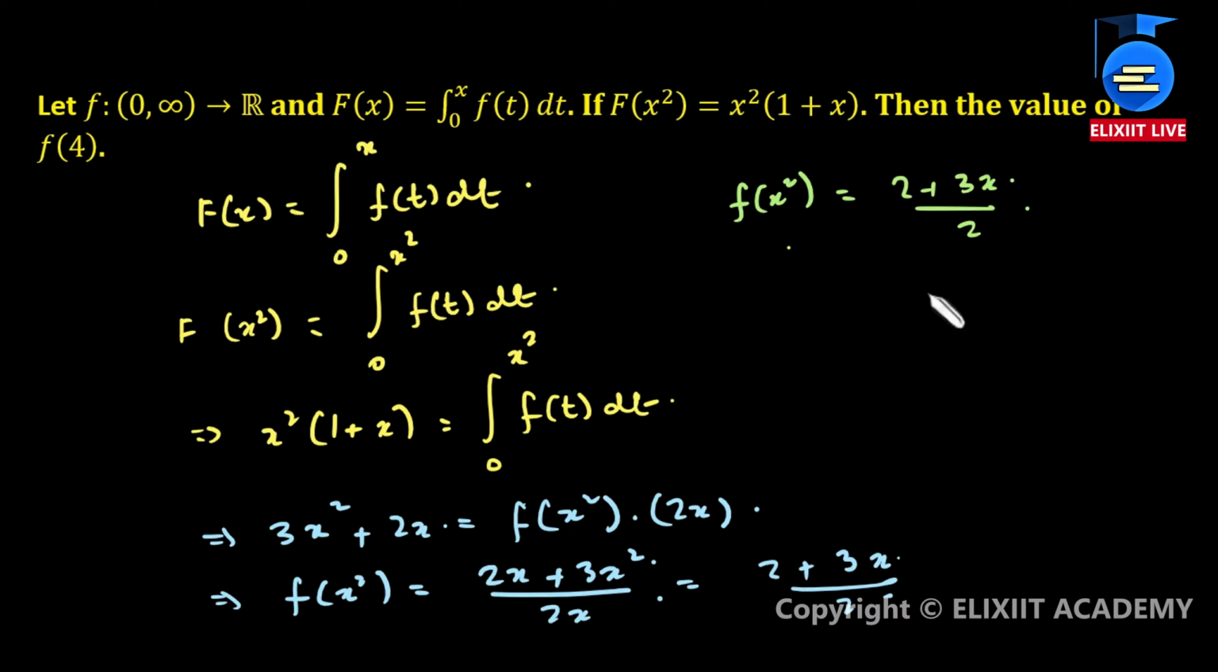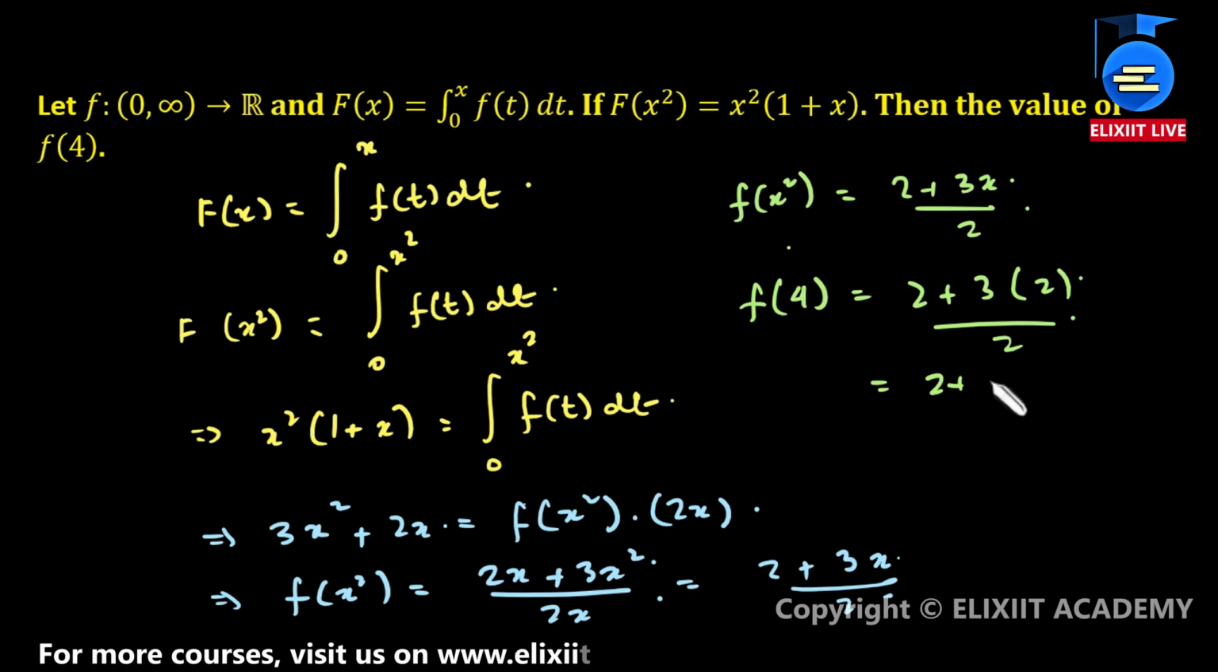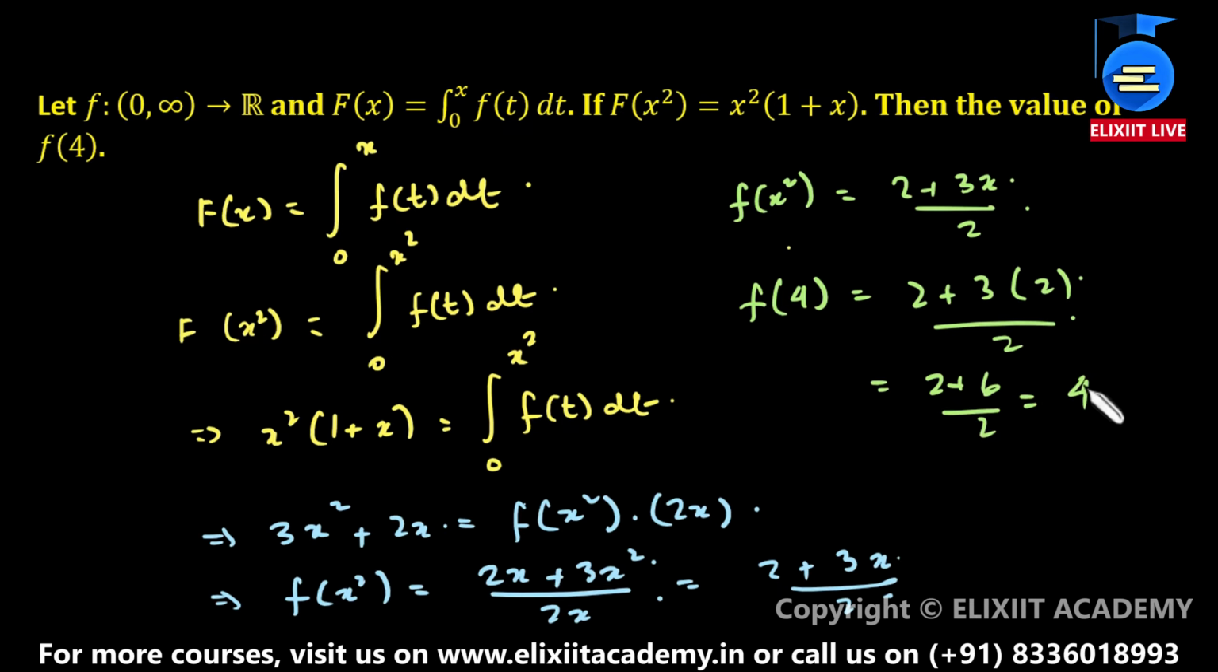Now to get f of 4, we can replace x by 2. If we replace x by 2, we have f of 4 as 2 plus 3 times 2, divided by 2. So we have 2 plus 6 divided by 2, 8 by 2, that is 4. Okay, fine. Sure, next.